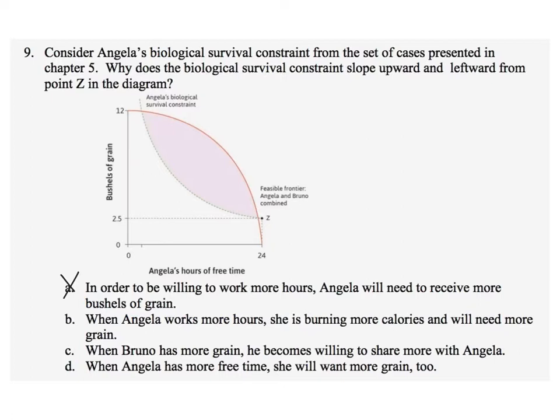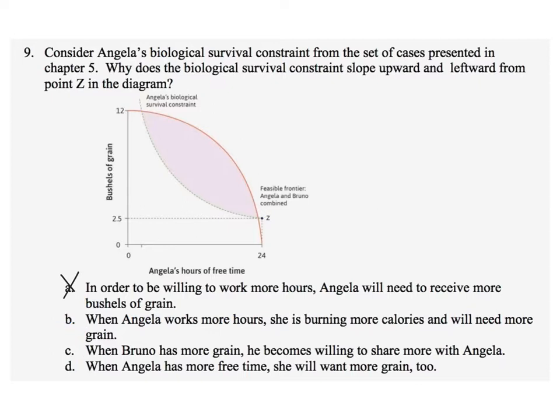When Angela works more hours, she is burning more calories and will need more grain. That sounded a lot like the biological need, and that's what it is. This is just, what does he have to let her eat to keep her alive and able to work? If Angela works harder, she's going to burn more calories and she's going to need more food. So B is looking pretty good.